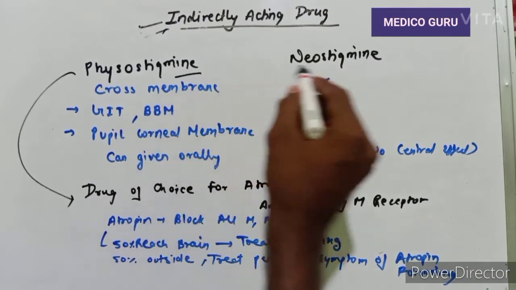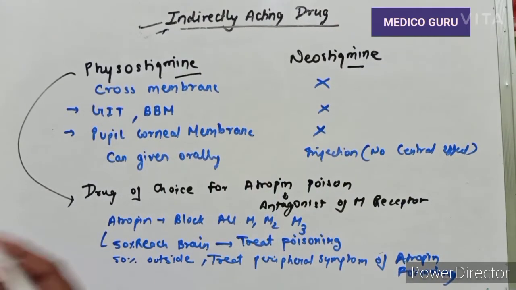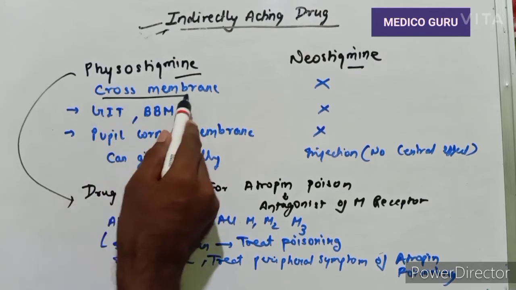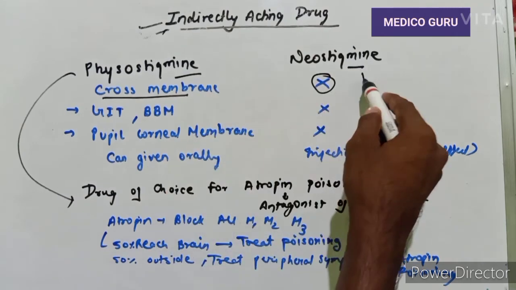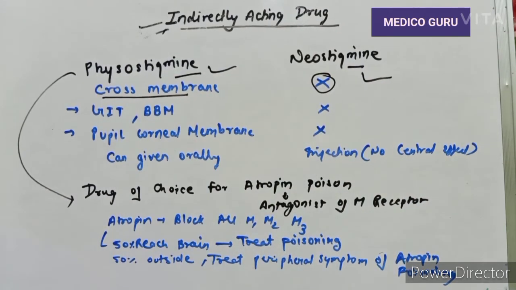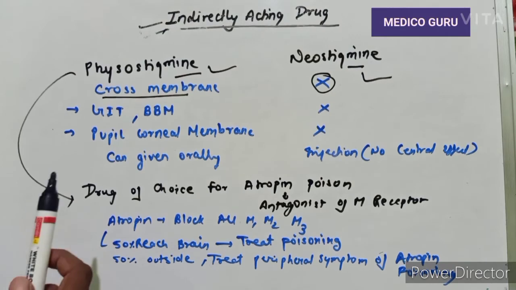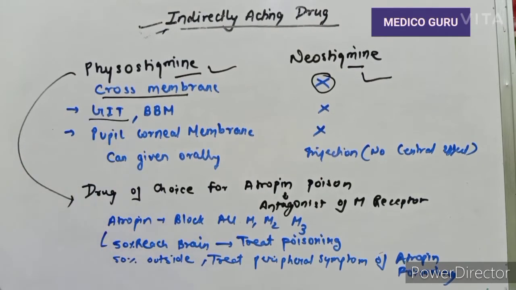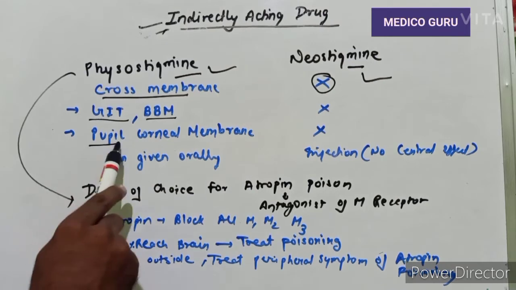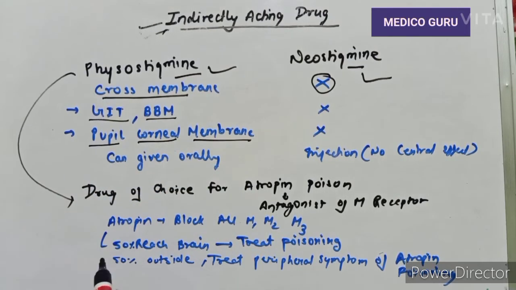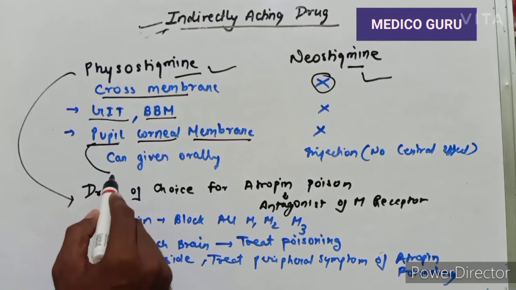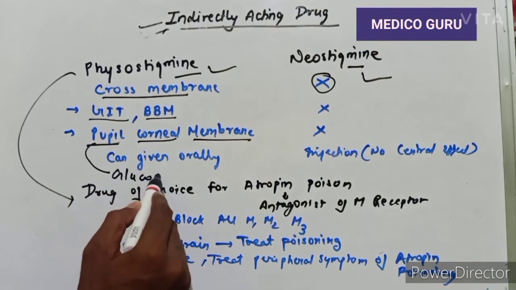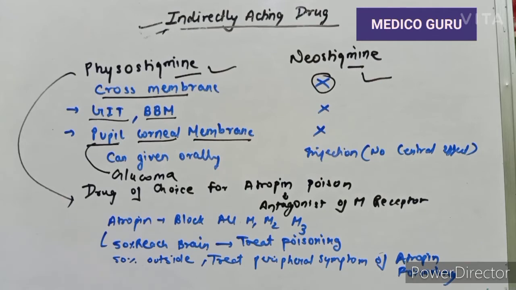So here are physostigmine and neostigmine. Physostigmine crosses the membrane, neostigmine does not cross the membrane. These are water soluble and these are lipid soluble. Which membranes can physostigmine cross? The GIT membrane, blood brain membrane, and pupil corneal membrane. Because it passes the corneal membrane, we can use it in glaucoma also. So physostigmine can be used to treat glaucoma.